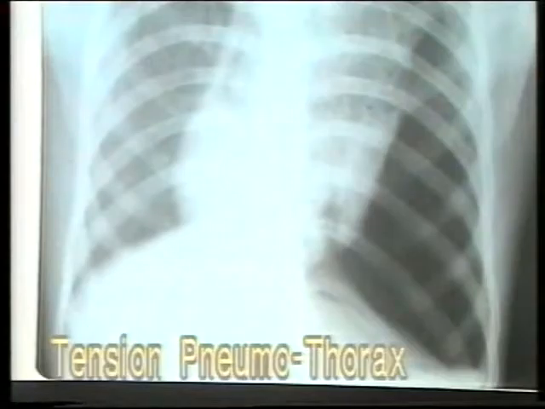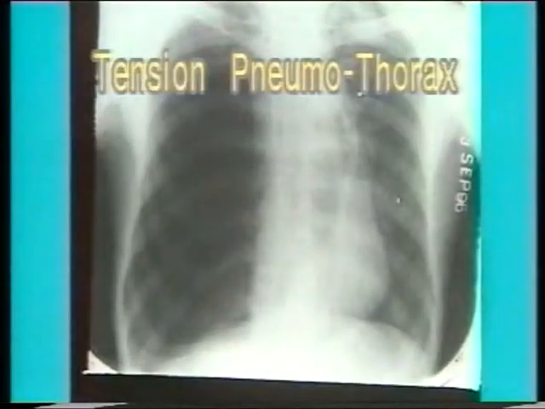This is tension pneumothorax. This is another X-ray of tension pneumothorax. Note the complete radiolucency of the right hemithorax with shift of mediastinum to the opposite side. The diaphragm is pushed down to a level lower than the left diaphragm and intercostal spaces are widened.